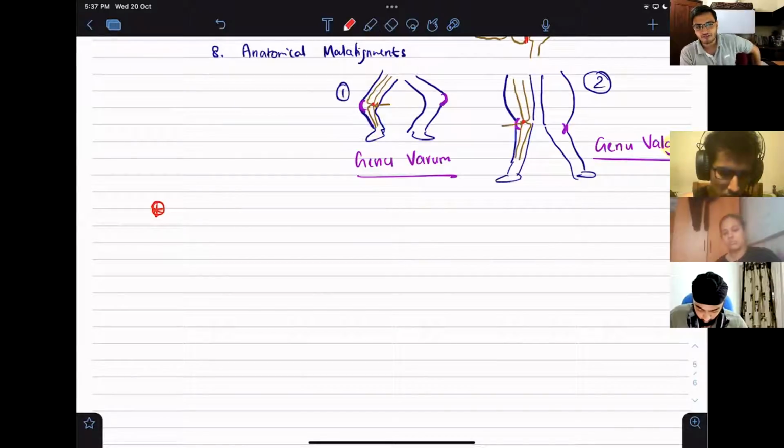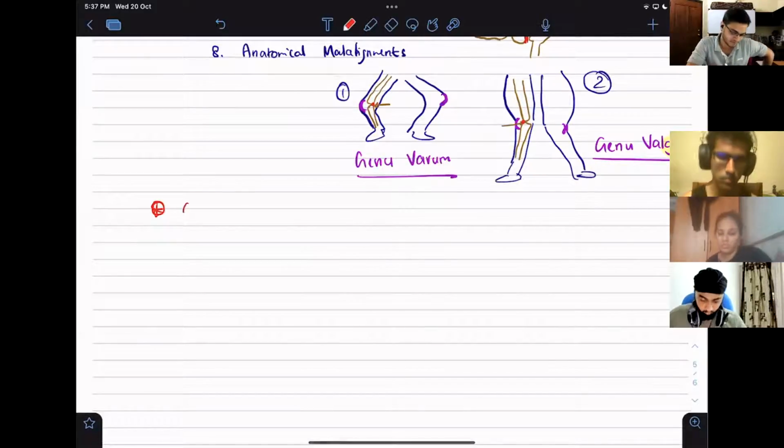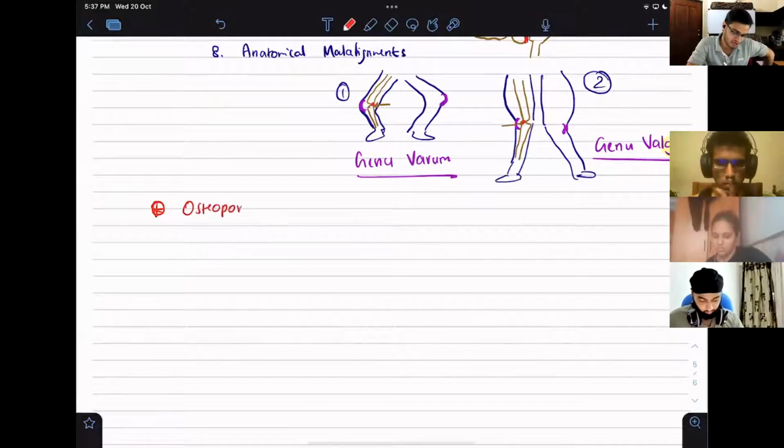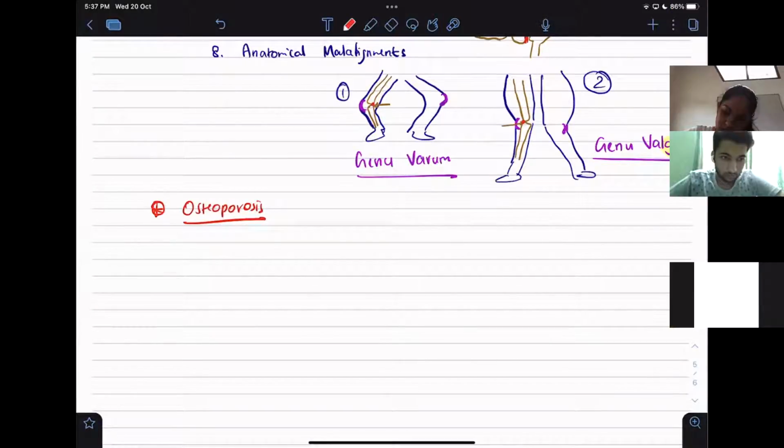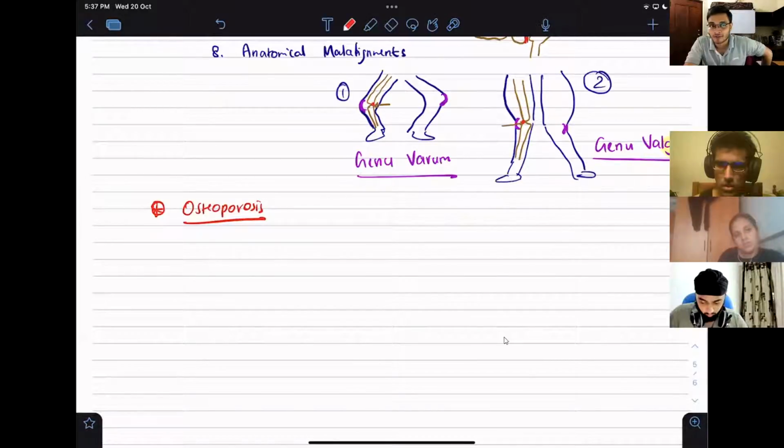Tell me, true or false? Osteoporosis increases the risk of osteoarthritis. True or false? Osteoporosis increases the risk of osteoarthritis. True or false? True. Any other answers? False. Okay, false. Students who said false, why did you say false? Why?